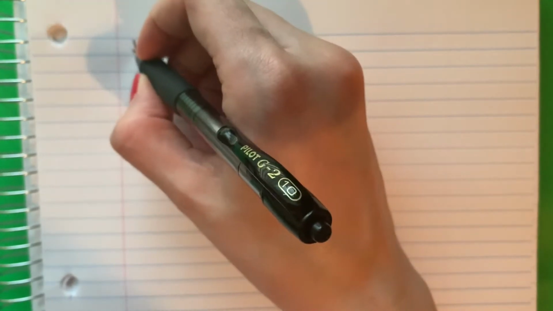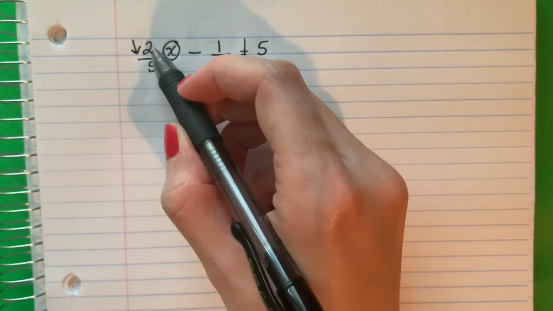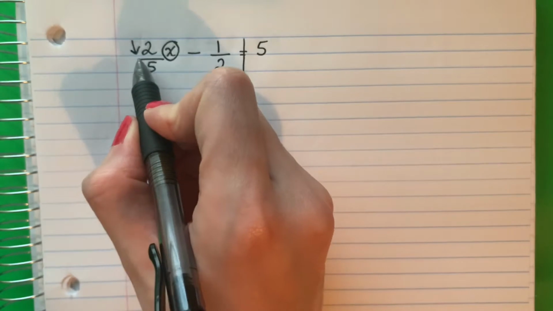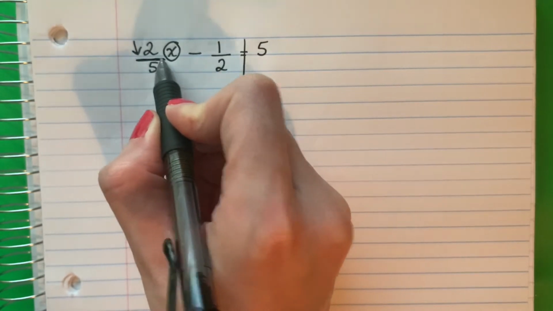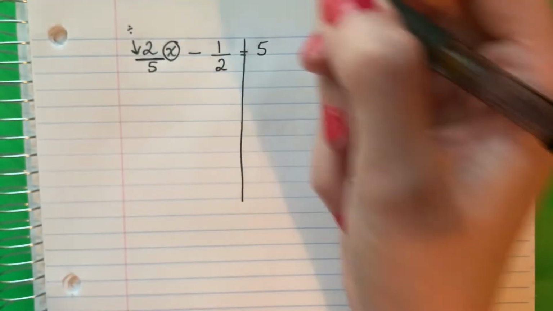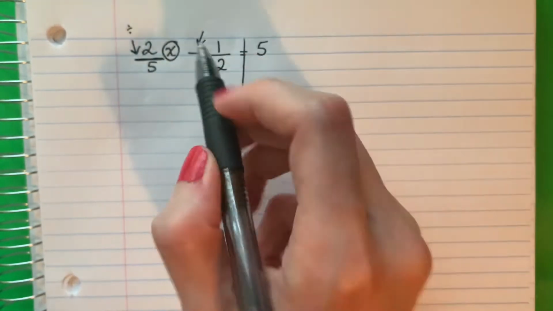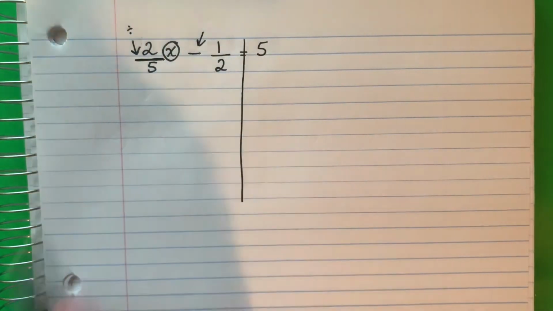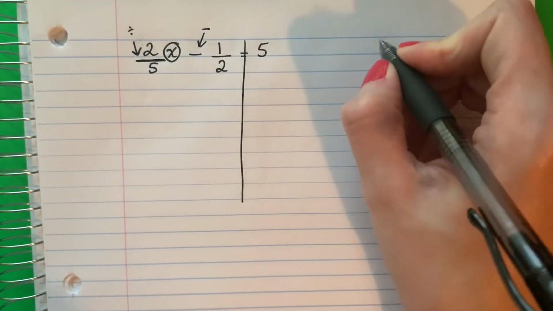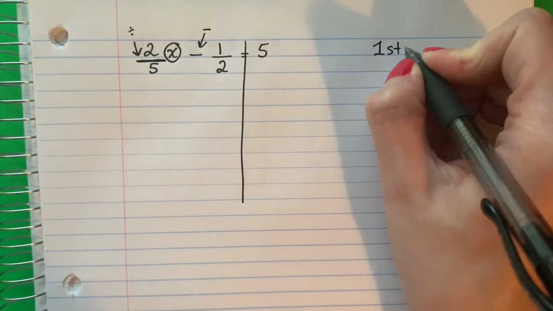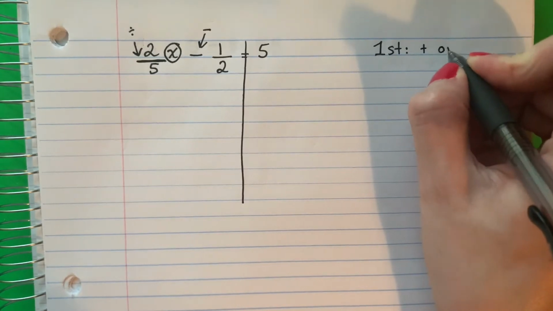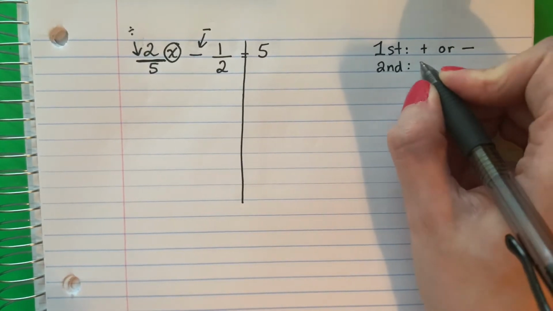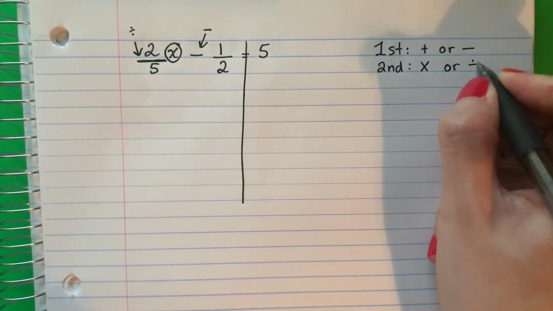I have 2/5. This is one thing. Esta es una cosa. We're going to say it's divide since it has a little division sign here. Okay? And the other thing, la otra cosa, is going to be positive or negative. Es positivo o negativo. This is negative. Now remember, recuerda, primero, you do plus or minus. And then second, luego, you do multiply or divide.